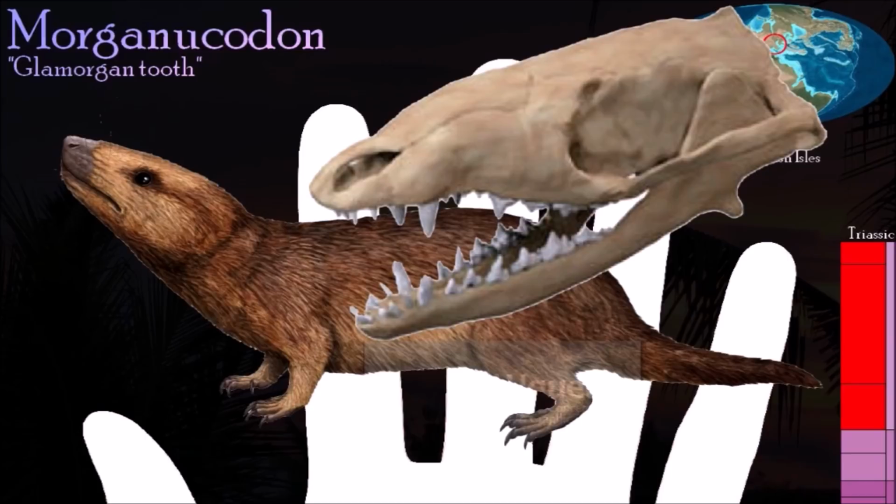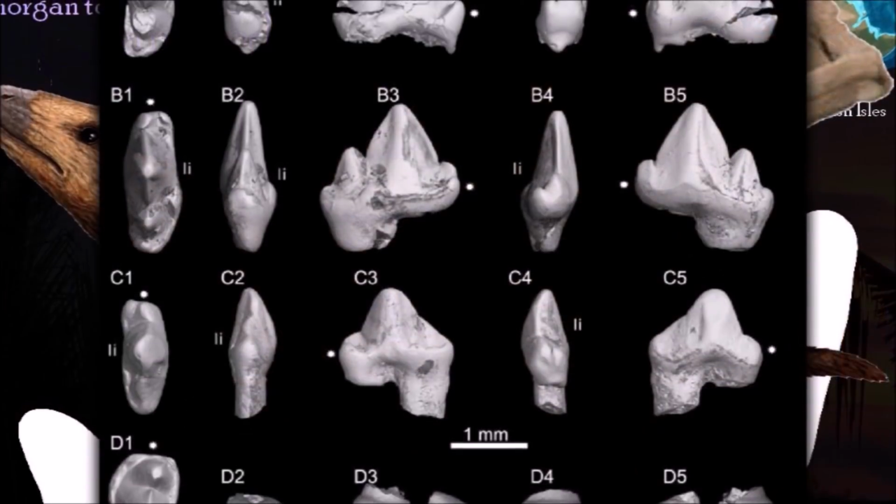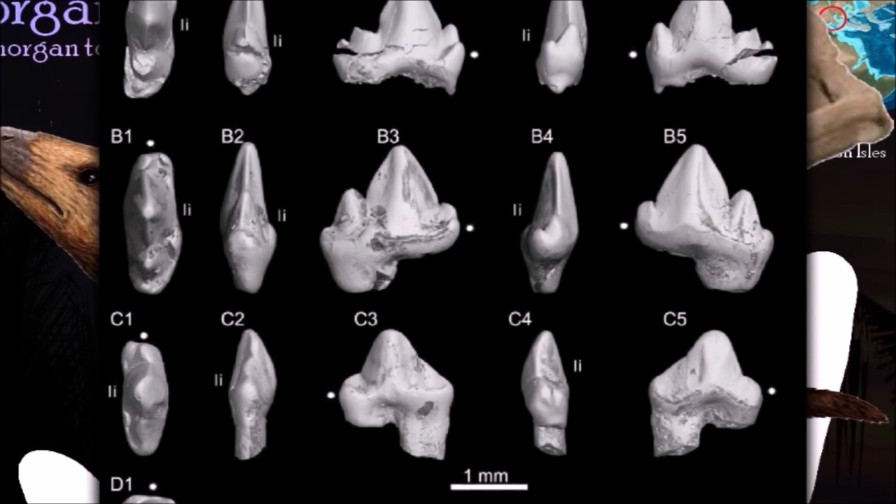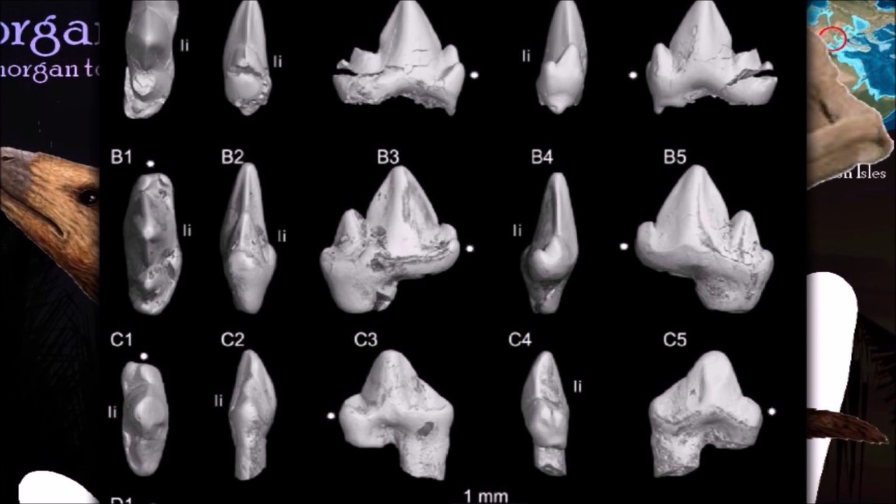Like the most advanced cynodonts, Morganucodon had a double jaw joint, the new mammalian joint lying alongside the old reptilian one. The reduced size of the old jaw joint bones indicates more acute hearing in Morganucodon.